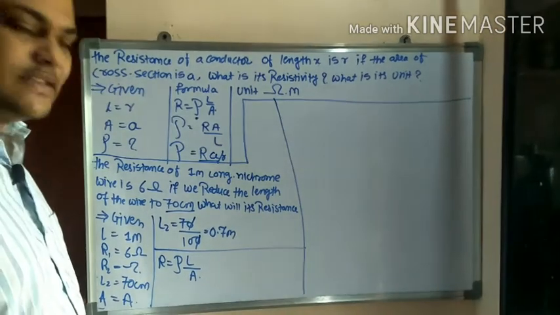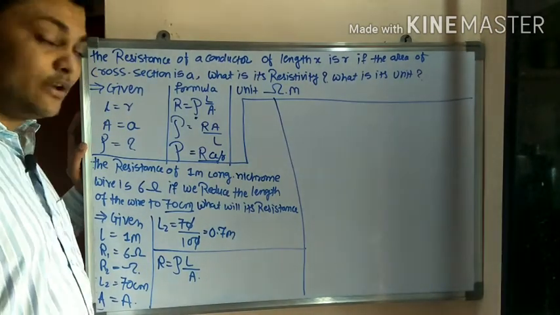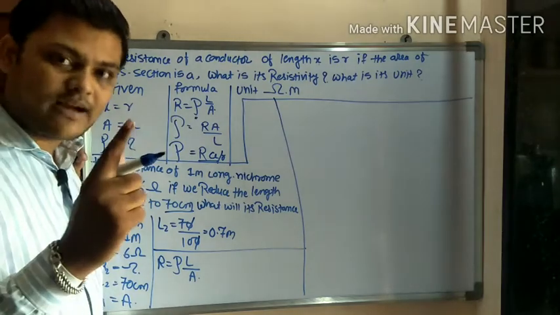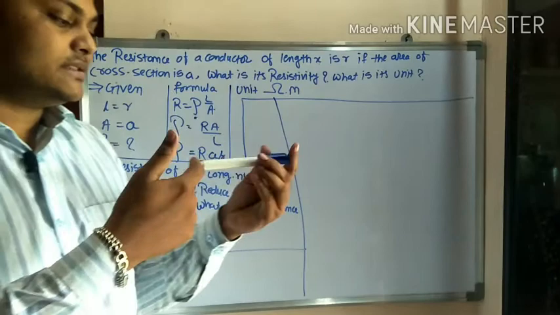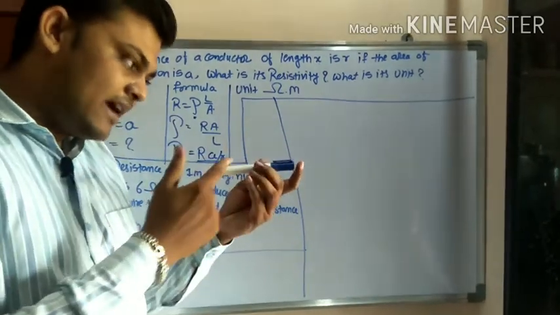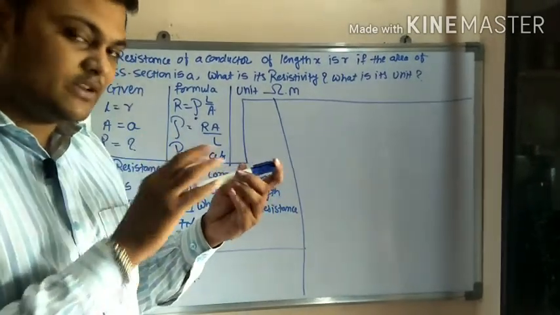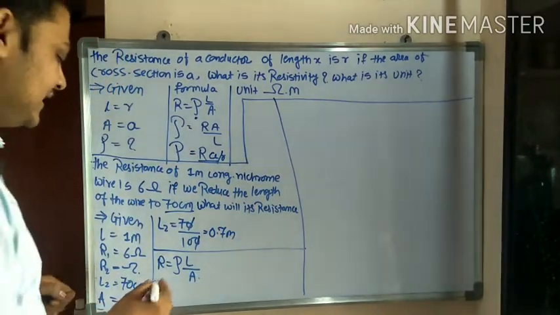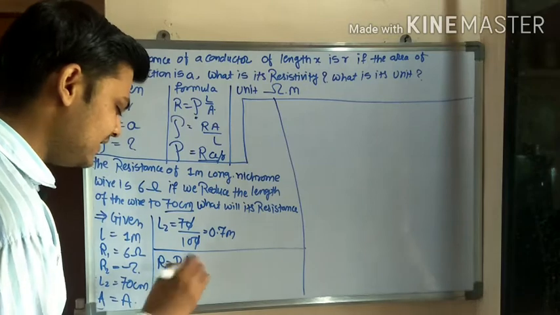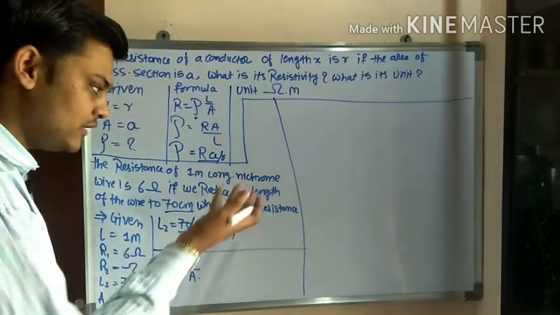Why have we taken A? Because in the numerical they have said nichrome wire. Nichrome wire means only one wire. Now the length changes, but area remains constant, because changing the length does not affect the area. That's the reason.